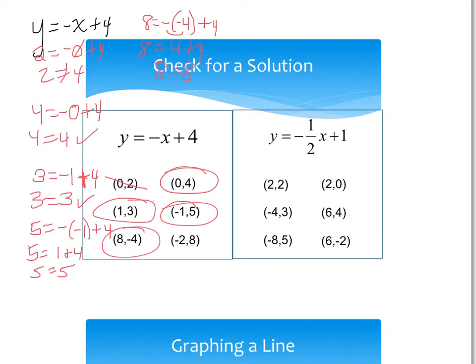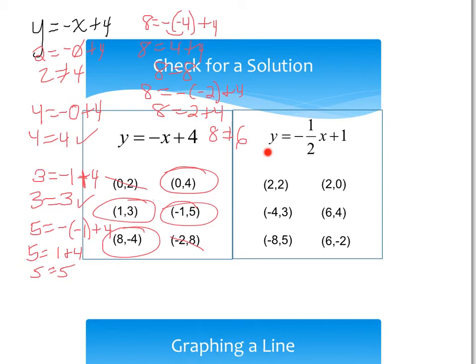And finally, 8 goes in there for y, and we've got a negative, negative 2 plus 4. That's 8 equals 2 plus 4. And of course 8 does not equal 6, so that is not a solution.